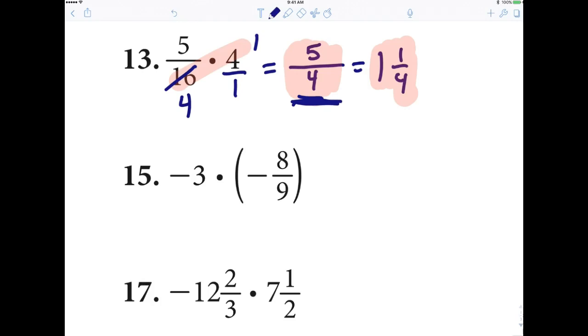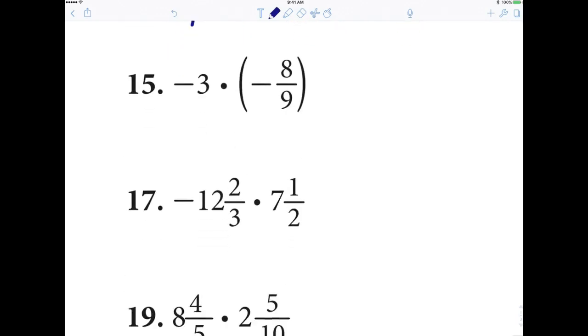All right, so let's try the next one. -3 is the same as -3 over 1. Uh-oh. What's a negative times a negative? Positive. Yes. We don't have to worry about it. You agree? All right, now 3/9. This becomes a 1 and 9 becomes a 3. Final answer, guys. We are awesome. 8/3.